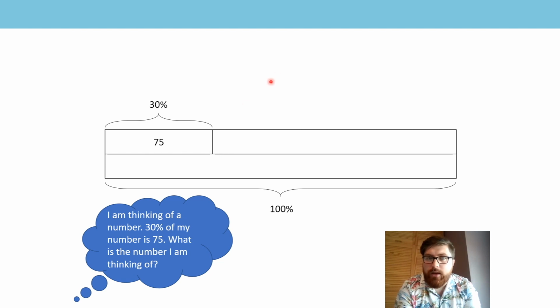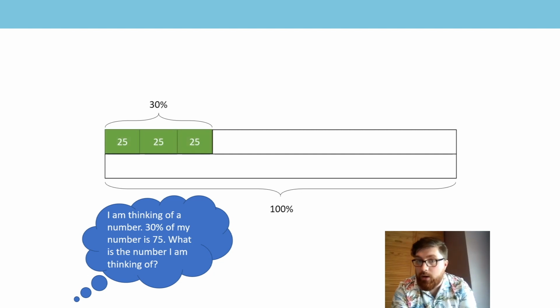Now I know that 30% is 75, so I can divide this by 3. I'm going to divide it by 3 because I would like 3 lots of 10%. Okay, and I know that 75 divided by 3 is 25. It gives me a whole number to work with. Okay, so I know that 10% of the whole is 25. Now I just need to multiply this by 10 to find 100%, don't I?